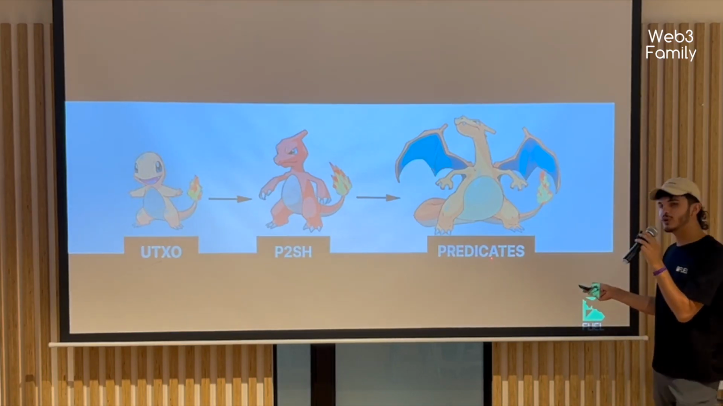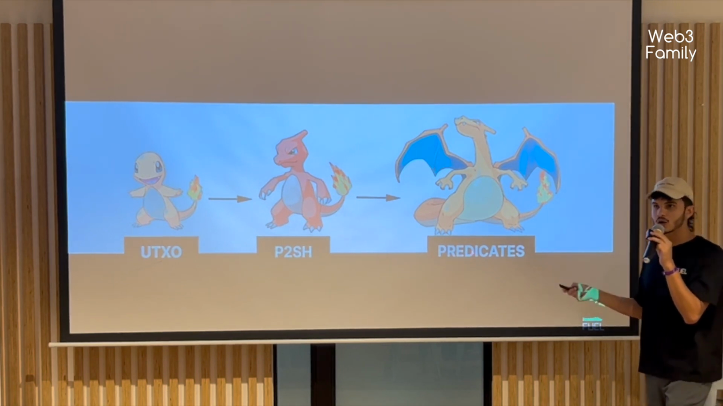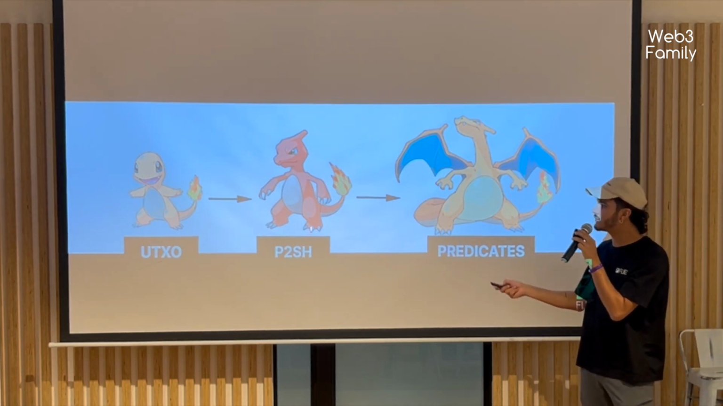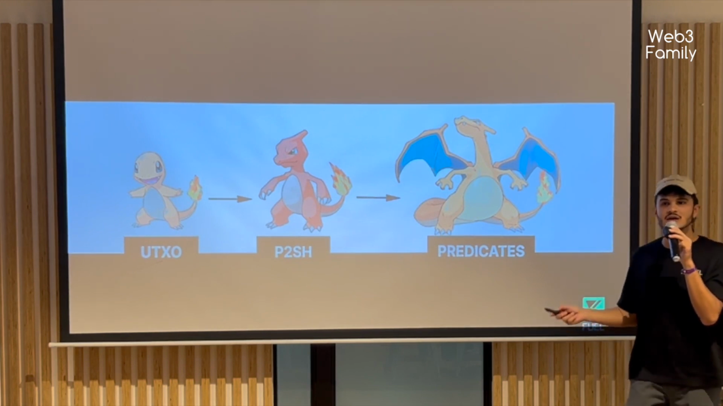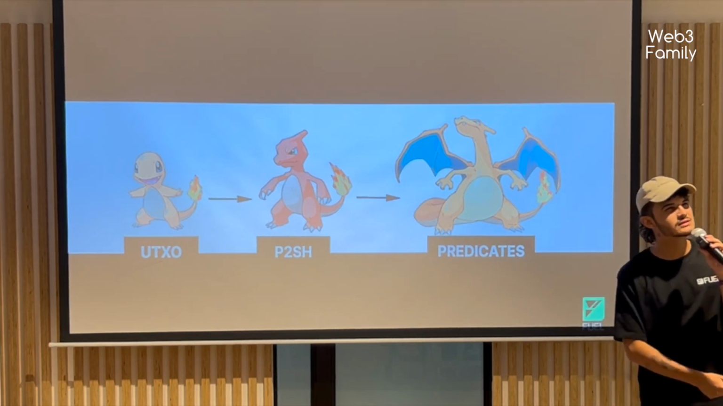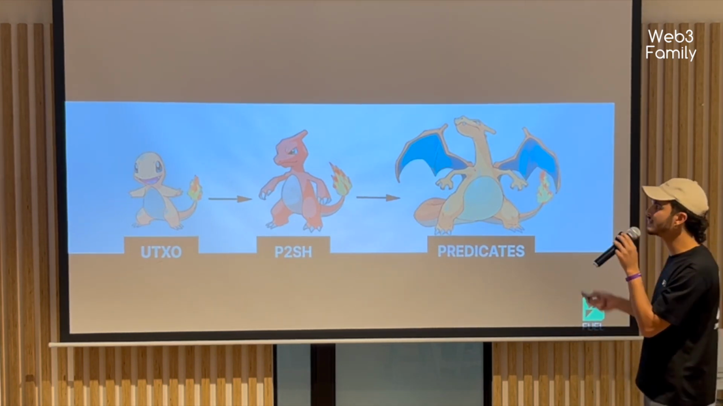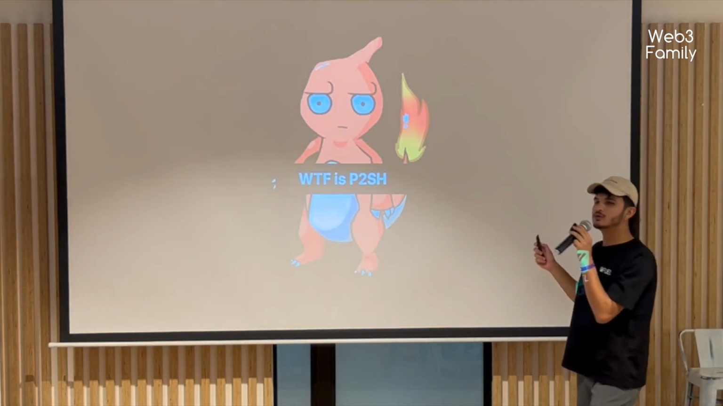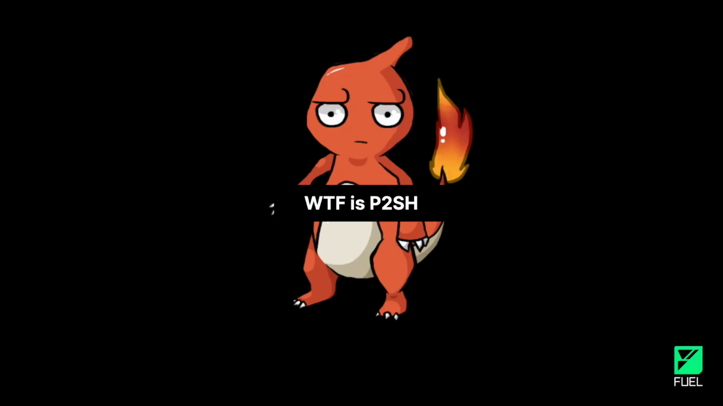And I just mentioned predicates, which is a stateless account abstraction. Well, just in the middle, we have pay-to-script hash. This is an amazing technology. I think it was BIP 16 by Gavin Andresen. And you might be wondering, what is this? What is in the middle of the slide?